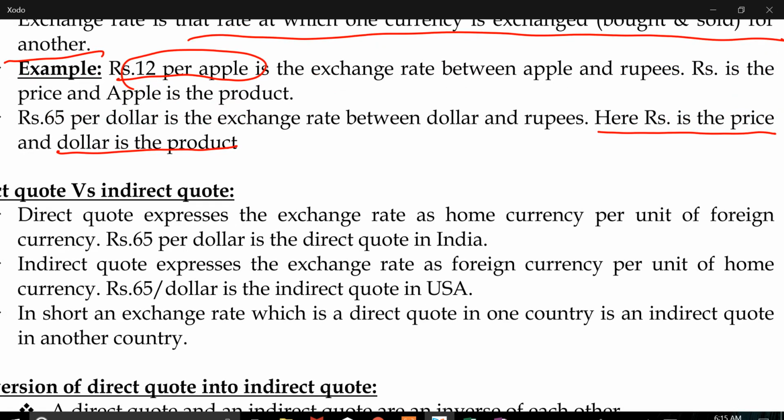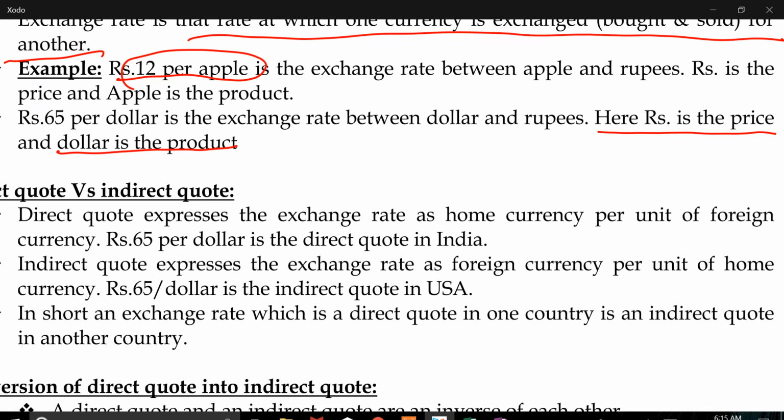A direct quote is one where the home currency comes first and a foreign currency comes second. If the problem is silent, you will not need this categorization of direct quote and indirect quote. Later on you will understand why you don't need it. But as such, a direct quote is one where the home currency will come first, and an indirect quote is one where the foreign currency will come first.